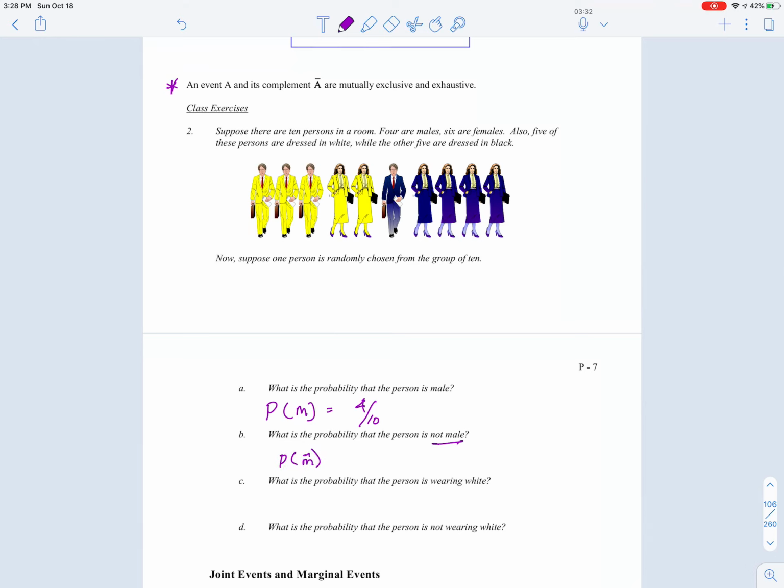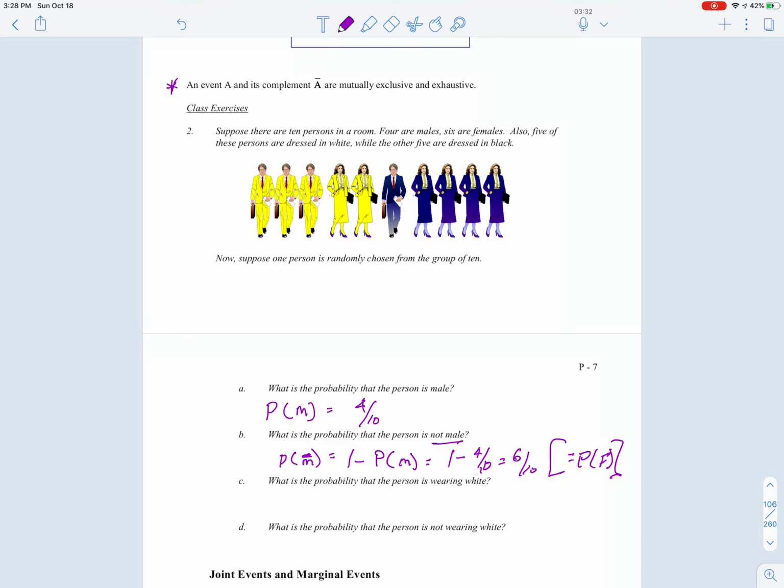So the probability that a person is not a male would be written like this, M with a line over top, is 1 minus the probability that a person is a male. And so that's 1 minus 4/10 is equal to 6/10. And of course, we know that in this particular example, that's the probability that the person is a female. But think of it in terms of not male.